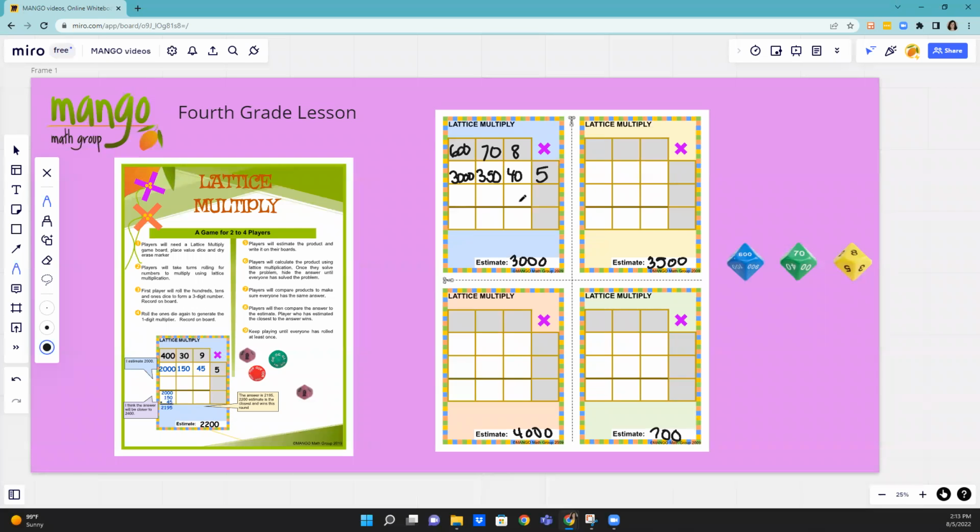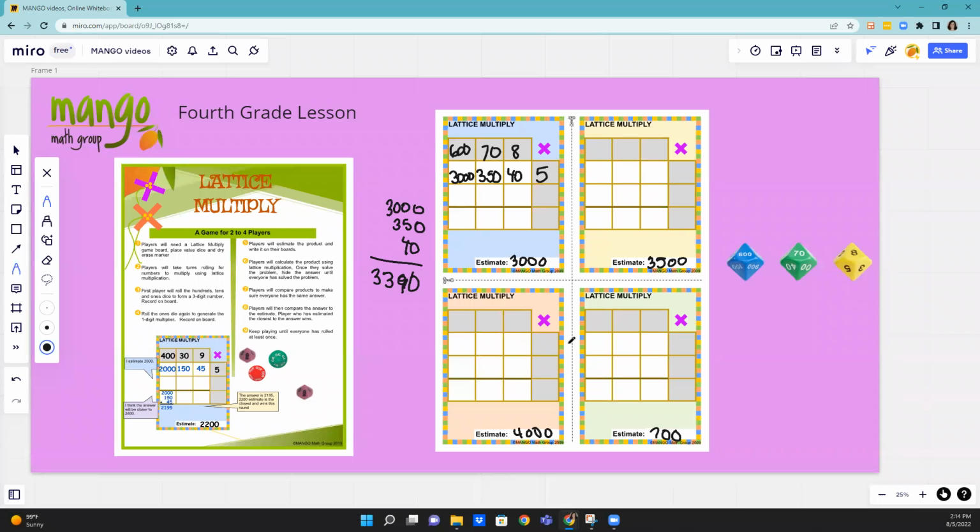Then they're going to add those numbers up to get what their total is. I'm going to do that off to the side here. They can do it on the board, but I want you to see, I'm getting a little crammed in there. And that's going to give me 3,390. So that's your final answer.